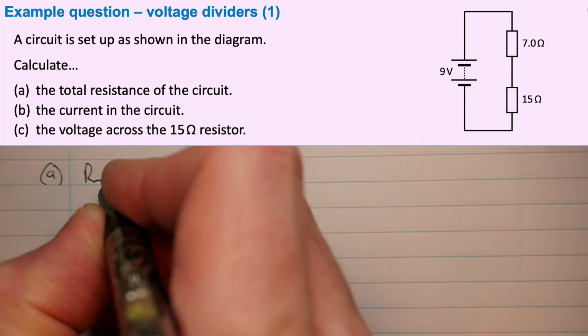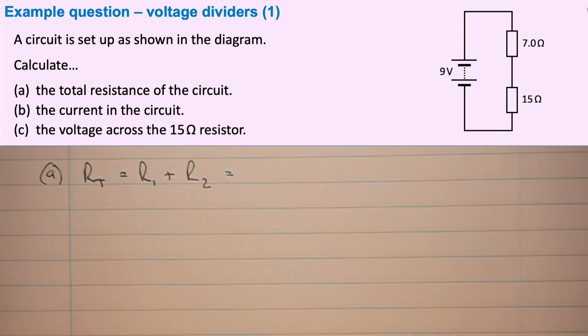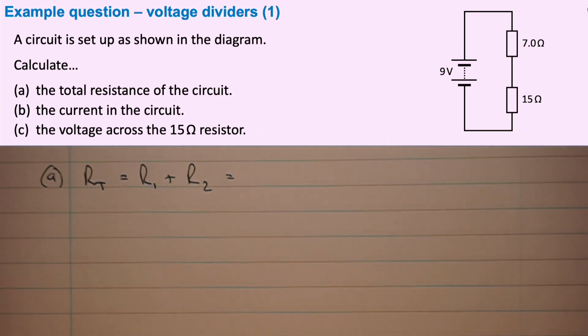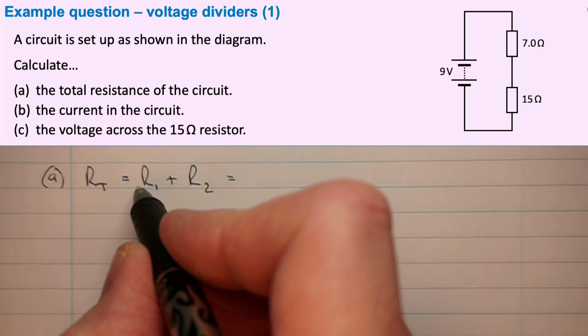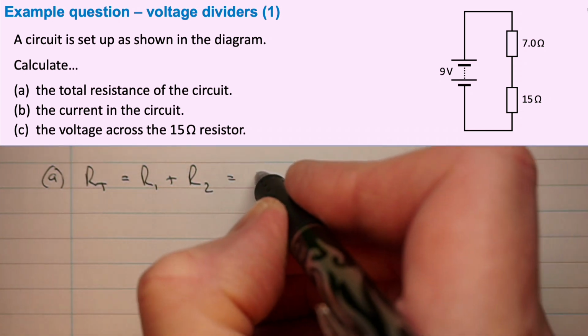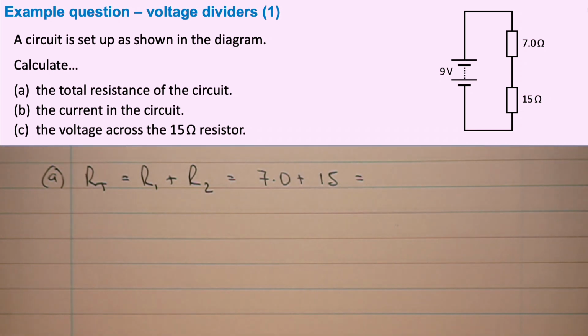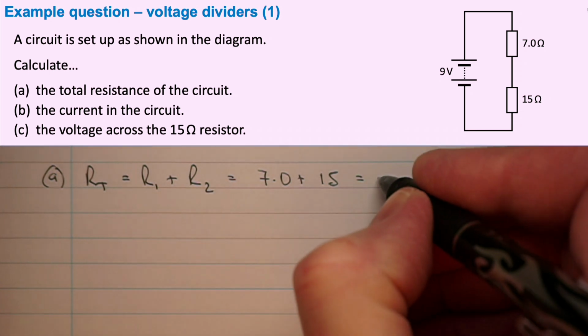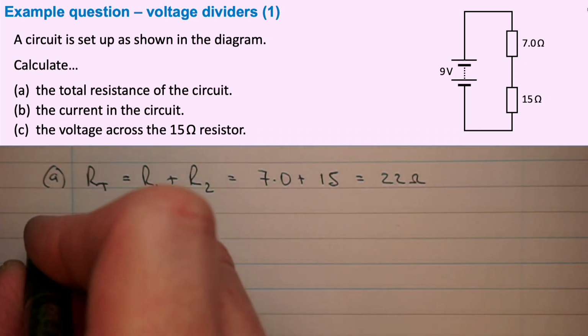To start with, part A, of course this is a series circuit, so for a series circuit we use this equation. RT is R1 plus R2, and of course the equations are covered in the theory video on voltage dividers, so if you haven't watched that, I would suggest that you do. After writing the equation, we substitute the values. 7.0 plus 15 is, without the aid of a calculator, 22 ohms. And there we have it, that's part A.